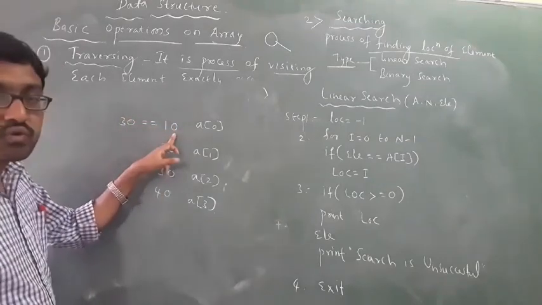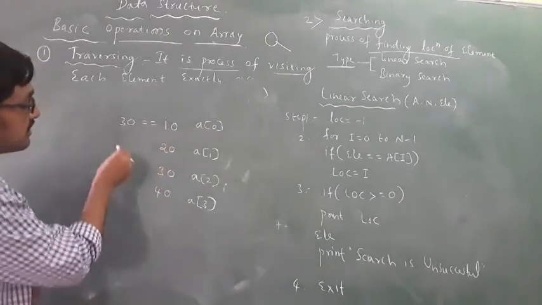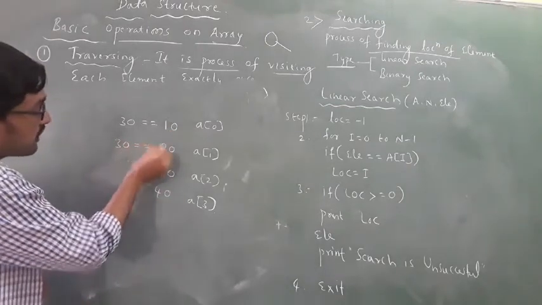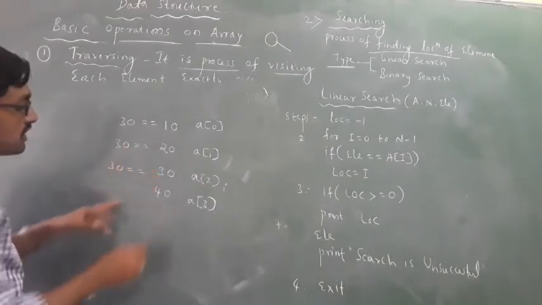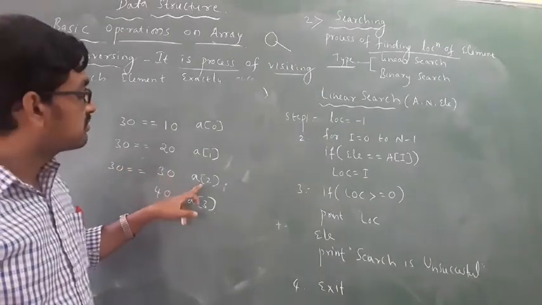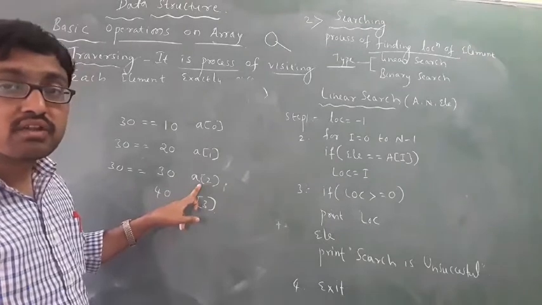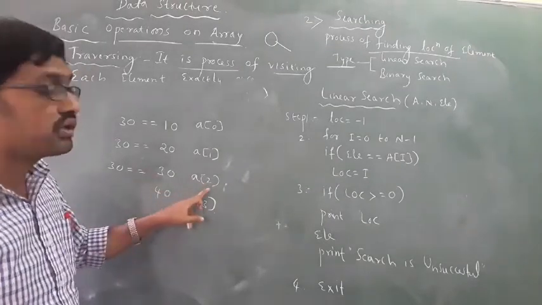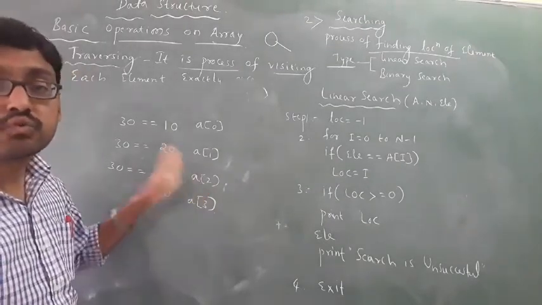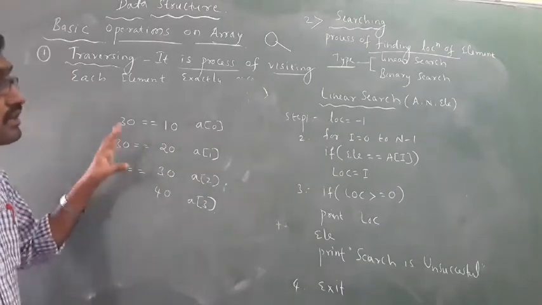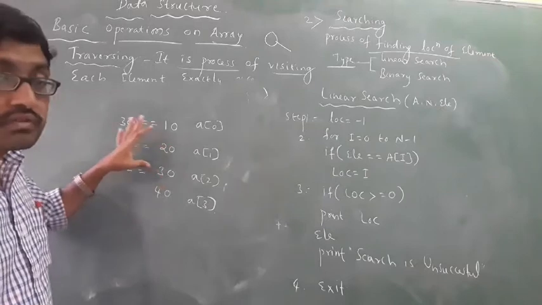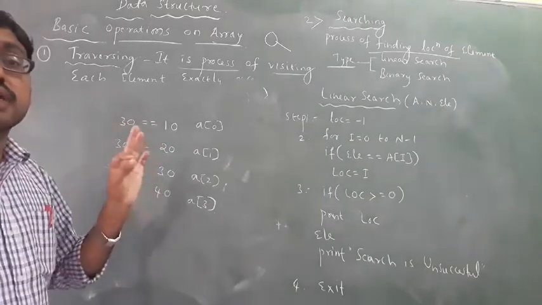Is 30 equal to 10? No. Then is 30 equal to 20? No. Then is 30 equal to 30? Yes. Yes means you have found the location there. 30 is stored in a of 2. This is how to search for an element by using linear search.